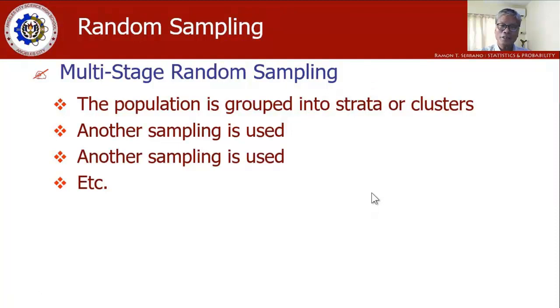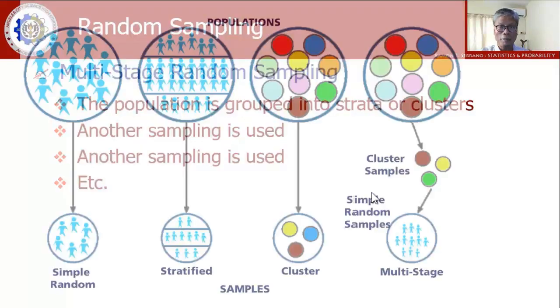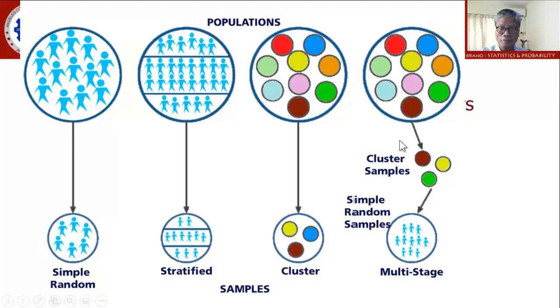Now, the multi-stage random sampling is, as the name implies, multi-stages, right? You group into strata or clusters, and then another sampling is used. Maybe you started with strata or stratified sampling, and then you do a cluster from that stratum, and then you do a random sampling. So any combination would end up with multi-stage random sampling. We're done with random sampling, okay, and that's how you illustrate it. So you can get the cluster first, and then from the cluster, you can do a simple random sampling.